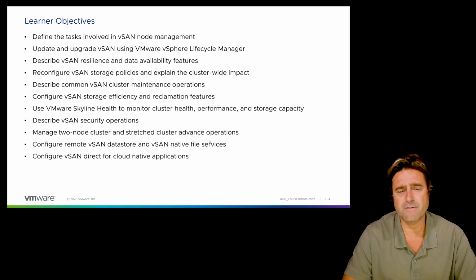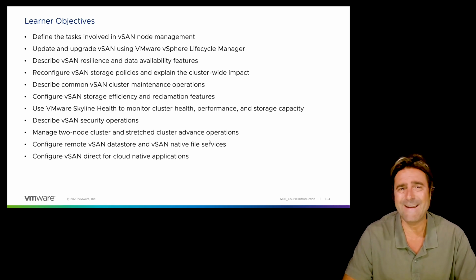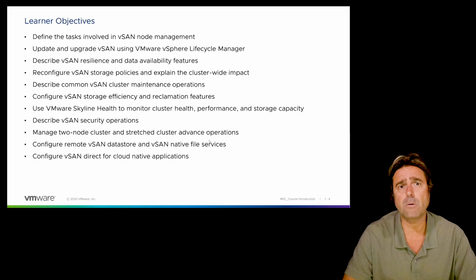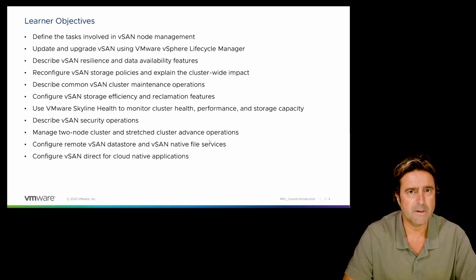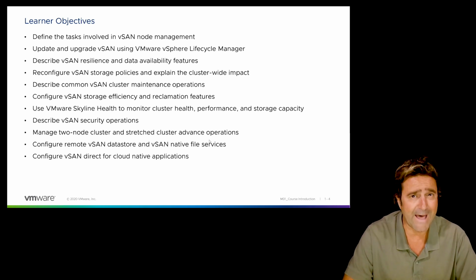If you look at the bottom of this page, we have a chapter that deals with vSAN native file services. That is not really new in 7.0 Update 1. It was introduced in 7.0, but it was enhanced in 7.0 Update 1. We also have another chapter that deals with the concept of vSAN Direct. That is new in 7.0 Update 1.